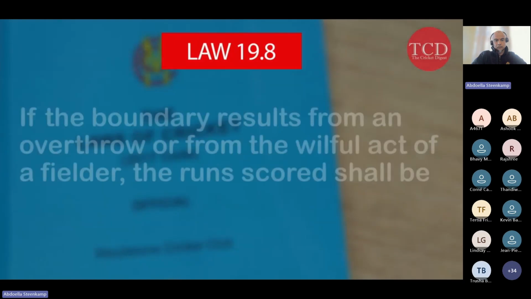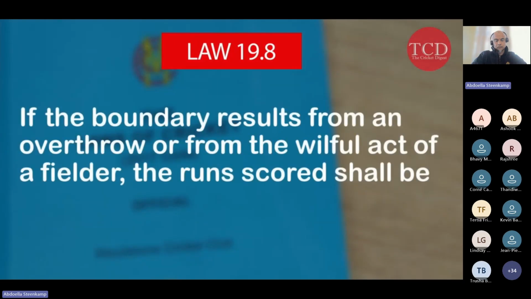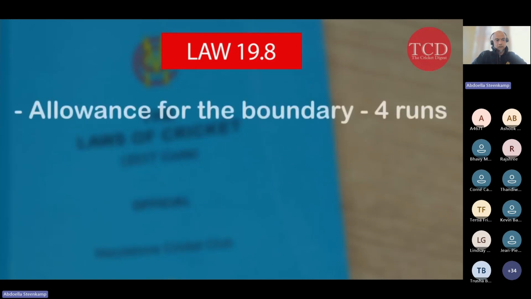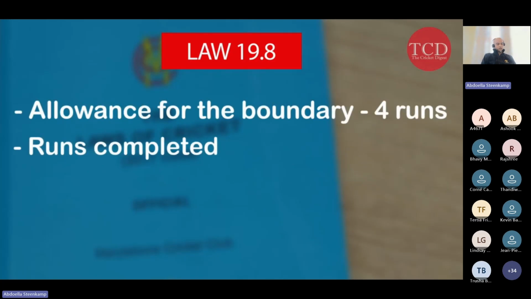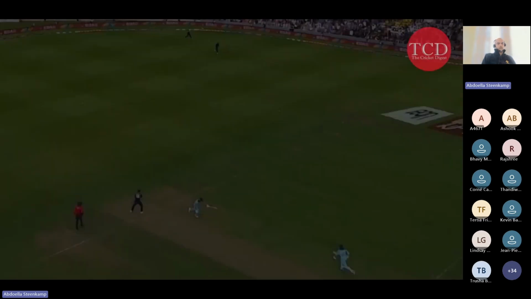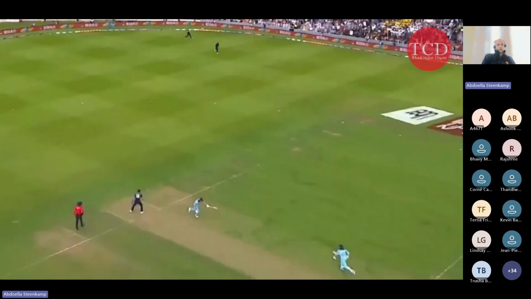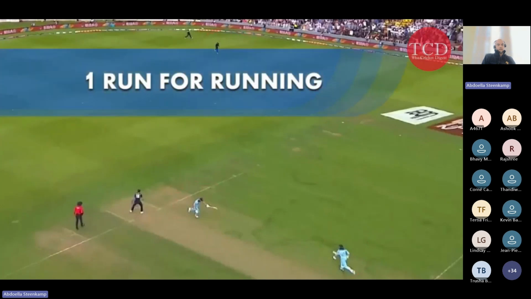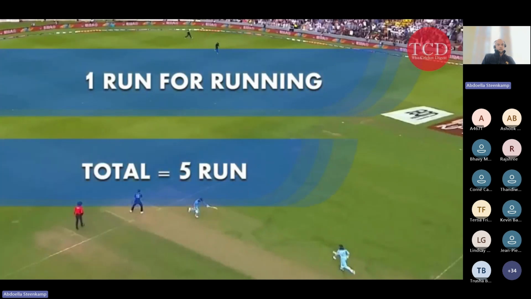According to Cricket Law 19.8, if the boundary results from an overthrow or from the willful act of a fielder, then the runs scored shall be the allowance for the boundary, which is 4 runs in this case, and the runs completed by the batsman plus the run in progress if the batsmen had already crossed at the instant of the throw. Ben Stokes and Adil Rashid had completed the first run, but they had not crossed for the second run at the instant of the throw. Hence, only 1 run should have been awarded for running, and in total 5 runs should have been awarded.